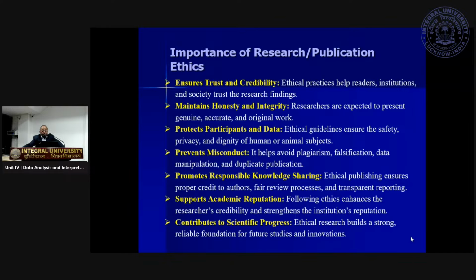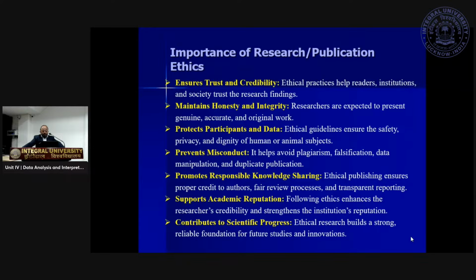Promotes responsible knowledge sharing. So ethical publication ensures proper credit to authors, fair review processes, and transparent reporting. So these are the important parts which you have to keep while writing papers or thesis.